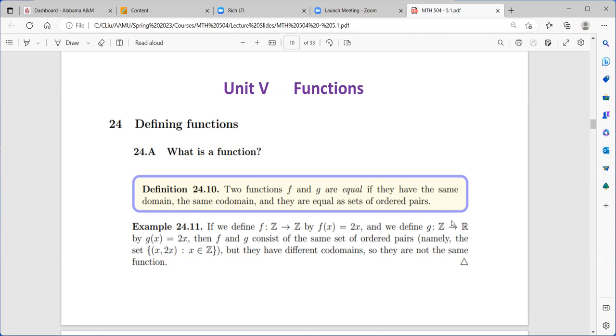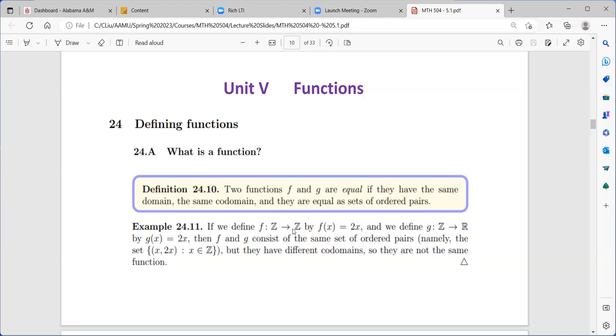For similar reasons, but they are not the same. Although they have all the other pairs, all of the other pairs are integers. So they are exactly the same, but they're not the same function because the codomains are not the same. The codomain of the first function is Z, and the codomain of the second function is R. They're not the same, so they're not the same function.